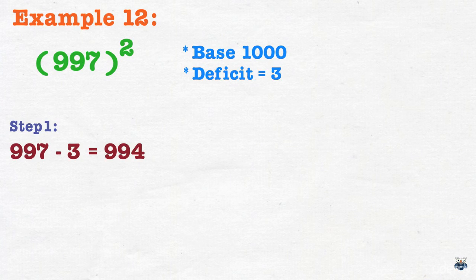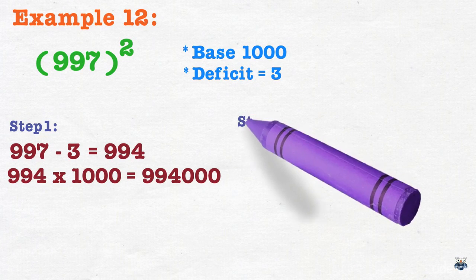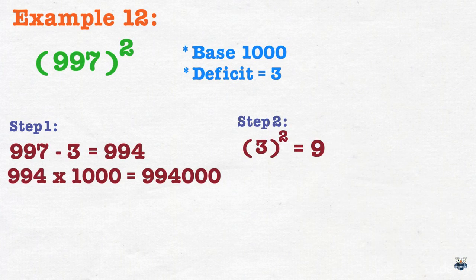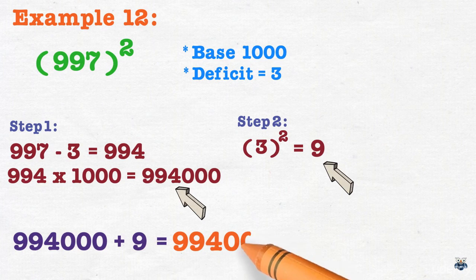We then multiply this result with 1000, our base. 994 times 1000 is 994,000. We then square the deficit. 3 squared is 9. And finally we add both results. 994,000 plus 9 gives us 994,009, our final answer. Now imagine if you had to solve this problem using the conventional method. It would surely take much longer, wouldn't it?